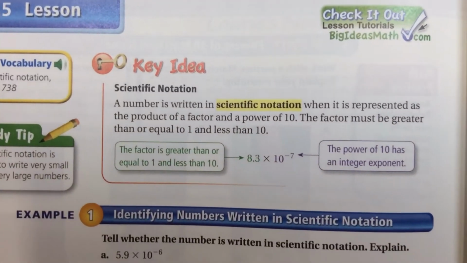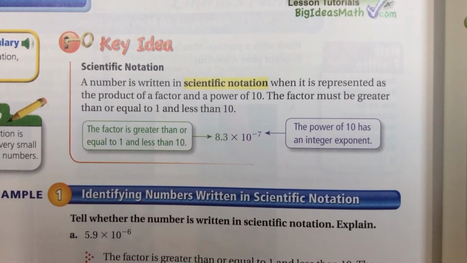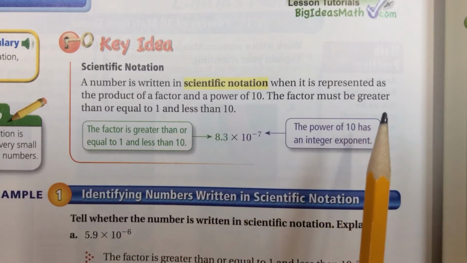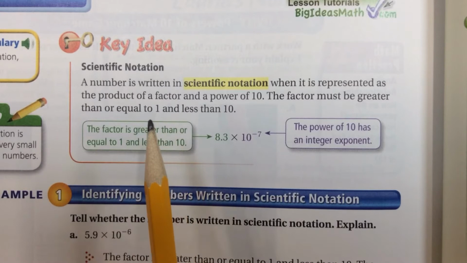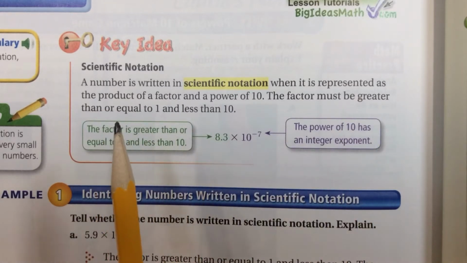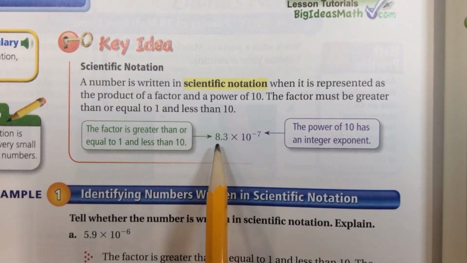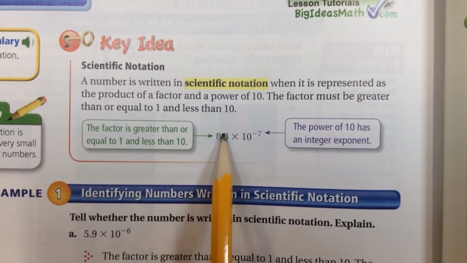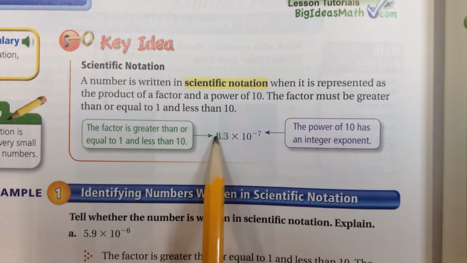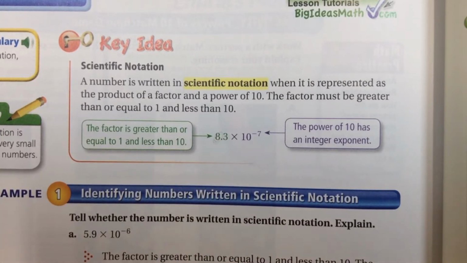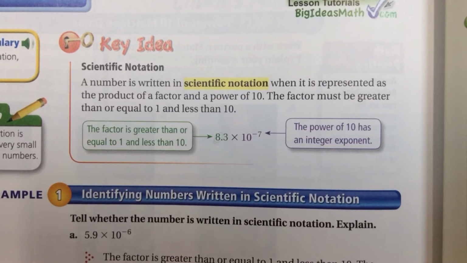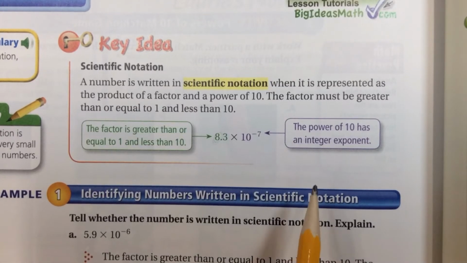All right, key idea. Scientific notation. A number is written in scientific notation when it's represented as the product of a factor and a power of 10. The factor must be greater than or equal to 1 and less than 10, which means it needs to have exactly one non-zero digit right here. If it has one non-zero digit before the decimal, then you know it is greater than or equal to 1, but less than 10. And then it's multiplied by a power of 10.